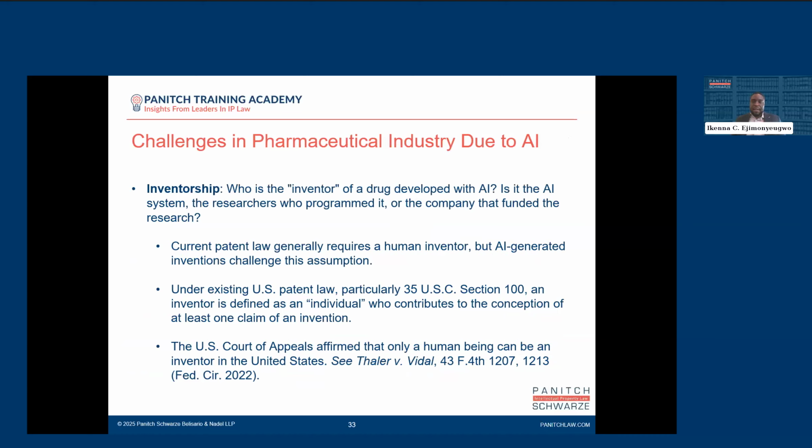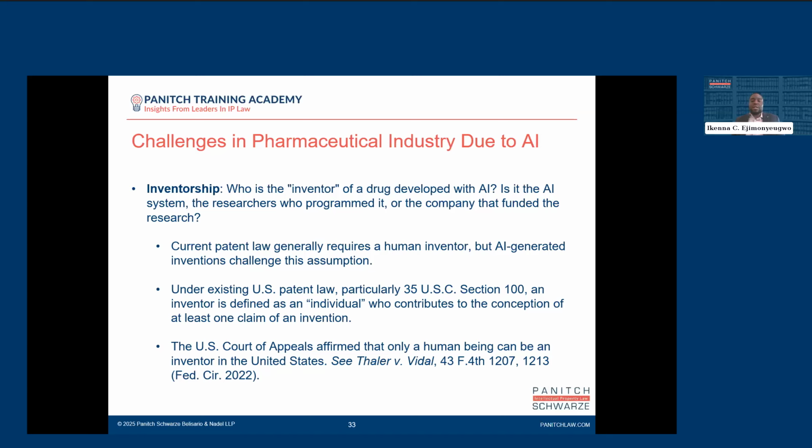Of course, AI does present challenges to the pharmaceutical industry. We've touched base on some of these regarding inventorship, but AI-generated inventions have spurred disagreement among patent offices all across the world as to who or what qualifies as an inventor in patent applications.